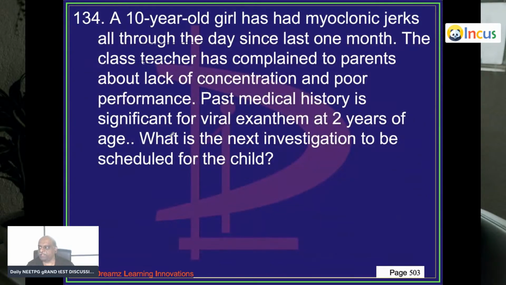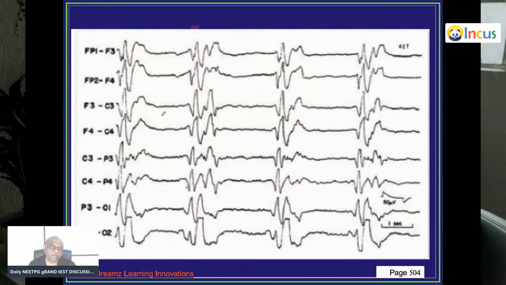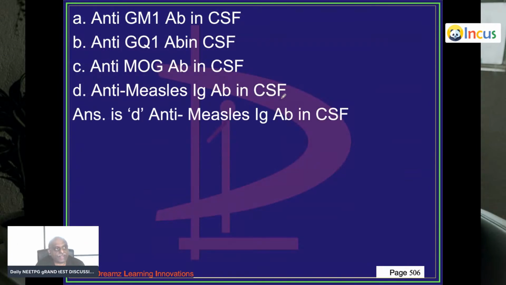10-year-old girl with myoclonic jerks. Class teacher complained about lack of concentration, poor performance. There was a viral exanthem at 2 years of age. What is this called? Burst suppression pattern, which is typically seen in subacute sclerosing panencephalitis consequent to measles. In measles, there is an entity where the entire brain white matter is destroyed. That is called subacute sclerosing panencephalitis, with a burst suppression pattern. Anti-measles immunoglobulin antibody in CSF.